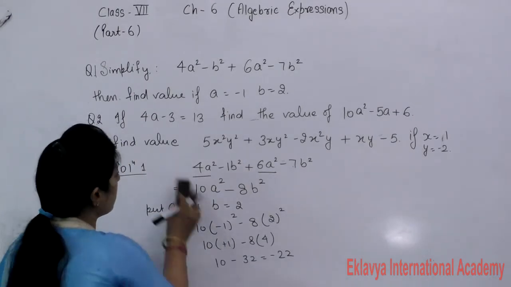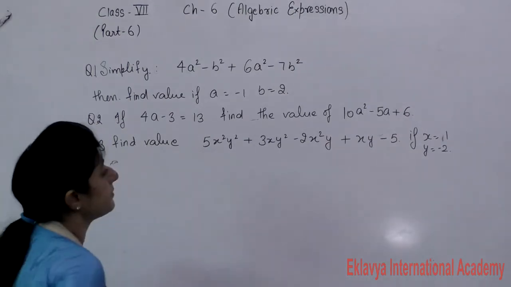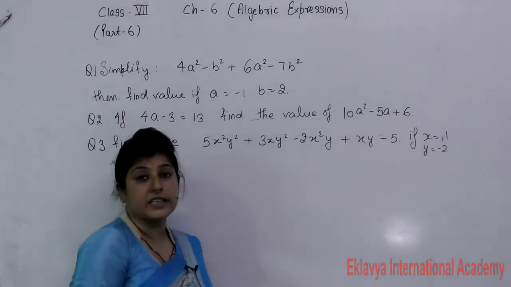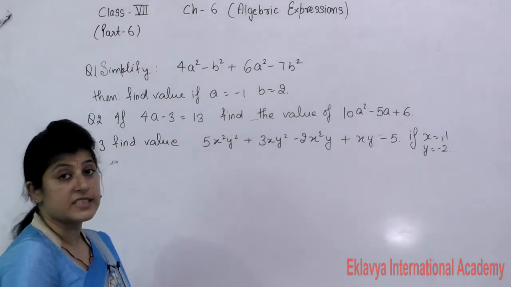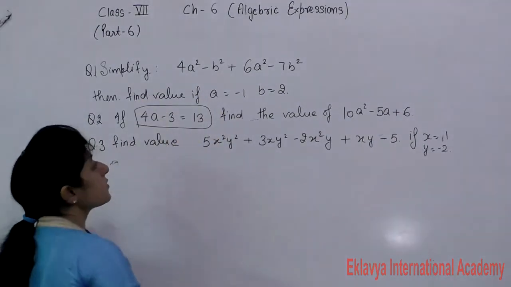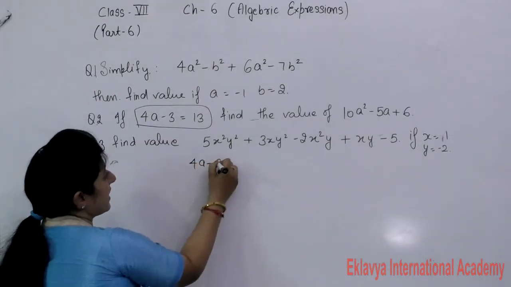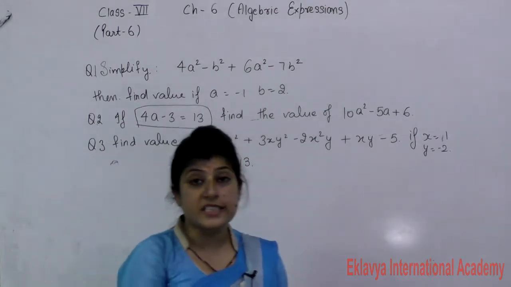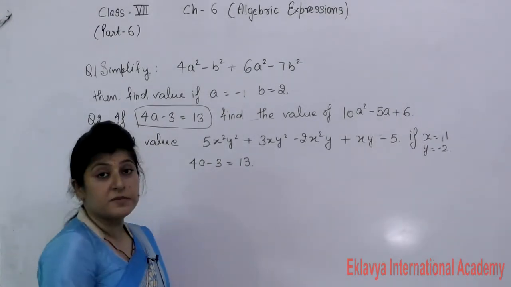See the second one now. This time we will solve this simplification. If 4a minus 3 is equal to 13, then find the value of 10a square minus 5a plus 6. In this type of question, what will you do? Firstly, you will solve this equation. In 6th class you already studied how to solve this type of equation.